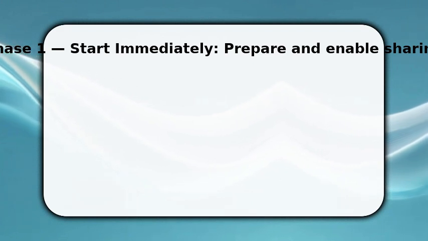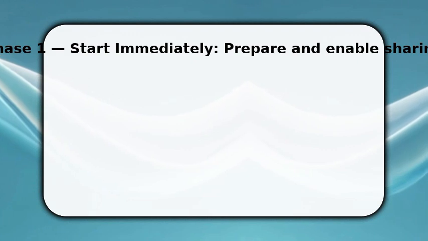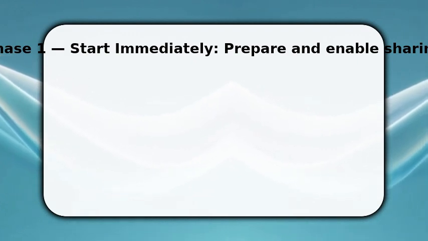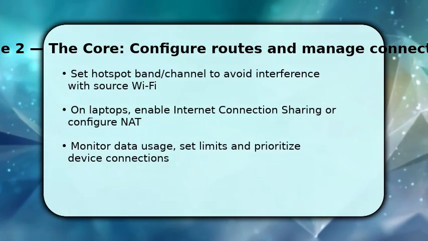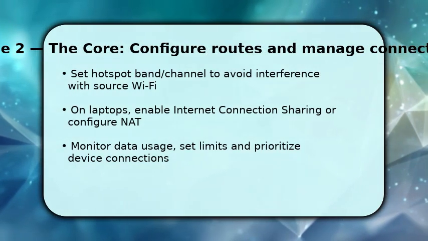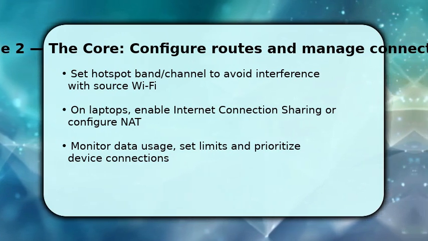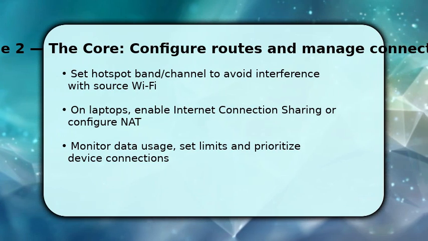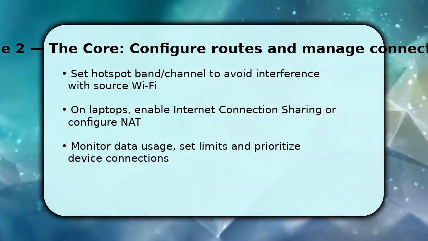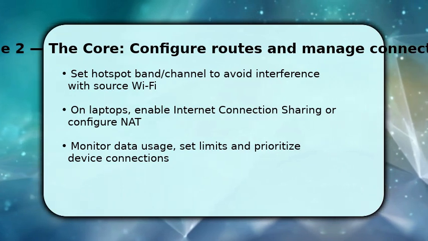On many devices, you must enable use Wi-Fi for internet or a dual-role tethering option to allow both functions at once. Now configure routing. Change hotspot channel or band to reduce interference with the Wi-Fi you're connected to and confirm both radios are active. On Windows or macOS, enable internet connection sharing or set up NAT so inbound traffic from the hotspot routes through the active Wi-Fi or Ethernet.